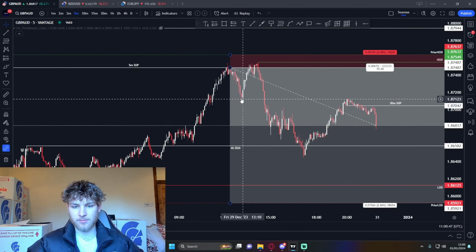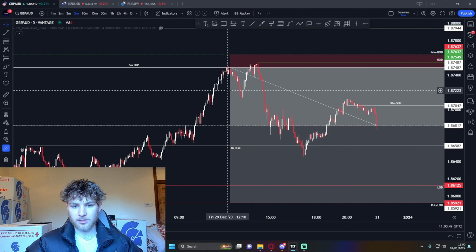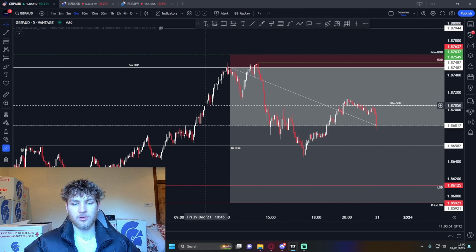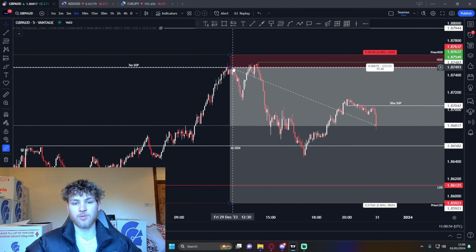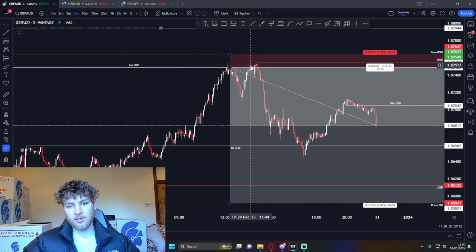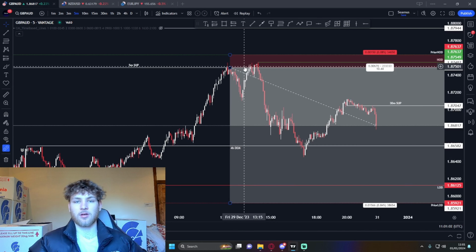So you see this low was made here. We did not break structure. See, we didn't break and hold below this low here. If we had broken below here, I would have moved my stop to break even, but we didn't. Instead, we had this, and I was holding on to my trade. I was fine with the retracement because I trust my trades.